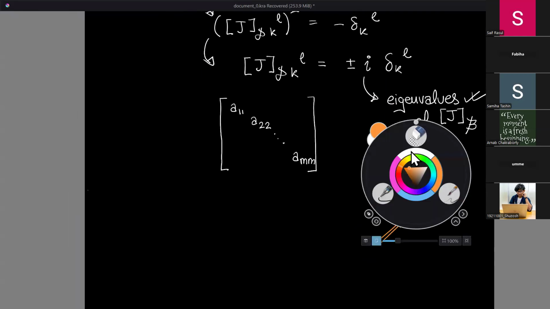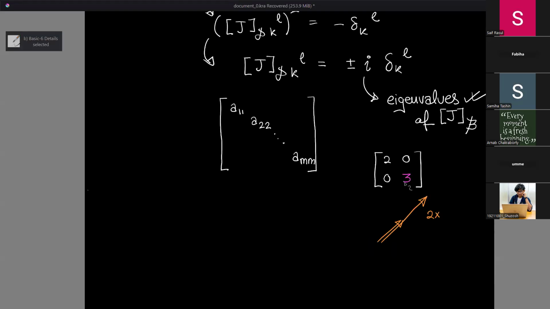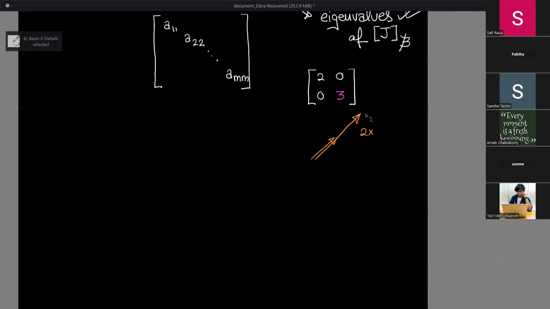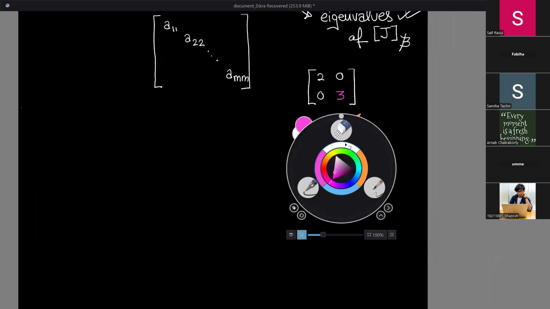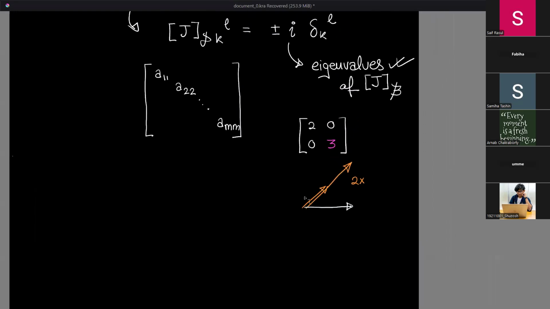So in fact, if we were to erase this and we instead put 3, then instead of making it twice the size, we would make it 2 times longer in this direction and 3 times longer in this direction. And we would end up with a vector that looked like that.